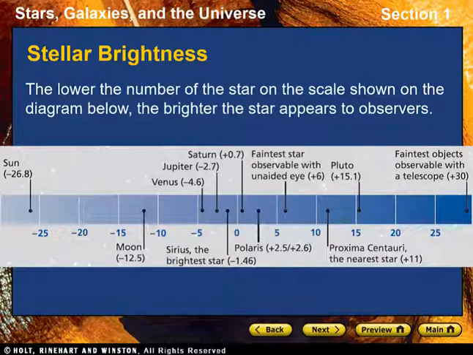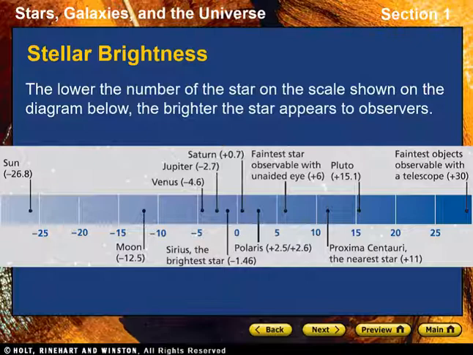The brightness of a star, as it appears to us on Earth, is called the star's apparent magnitude. The apparent magnitude of a star depends on both how much light the star emits and how far the star is from Earth. The lower the number of the star on the scale shown in Figure 6 on the screen here, the brighter the star appears to the observers on Earth.